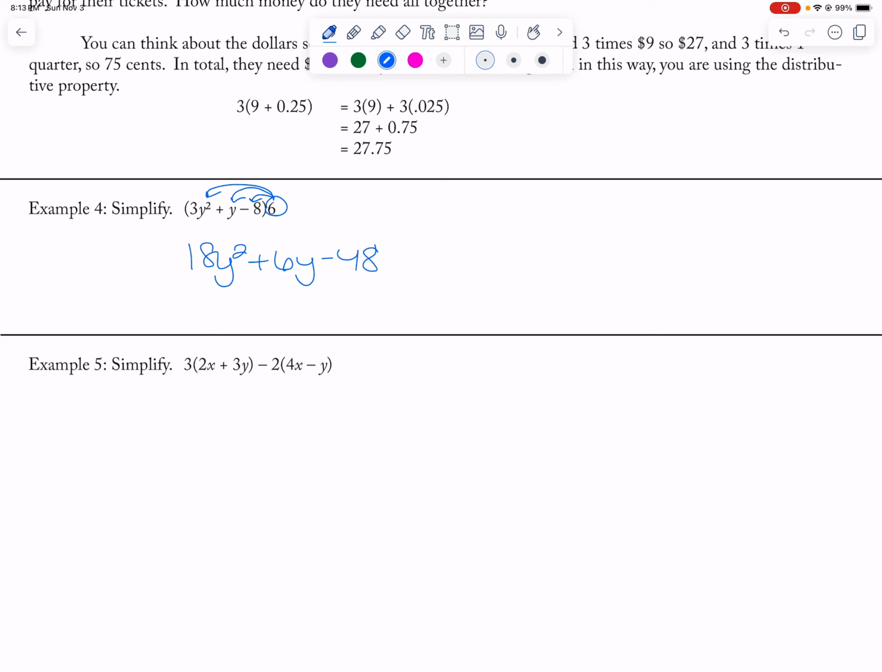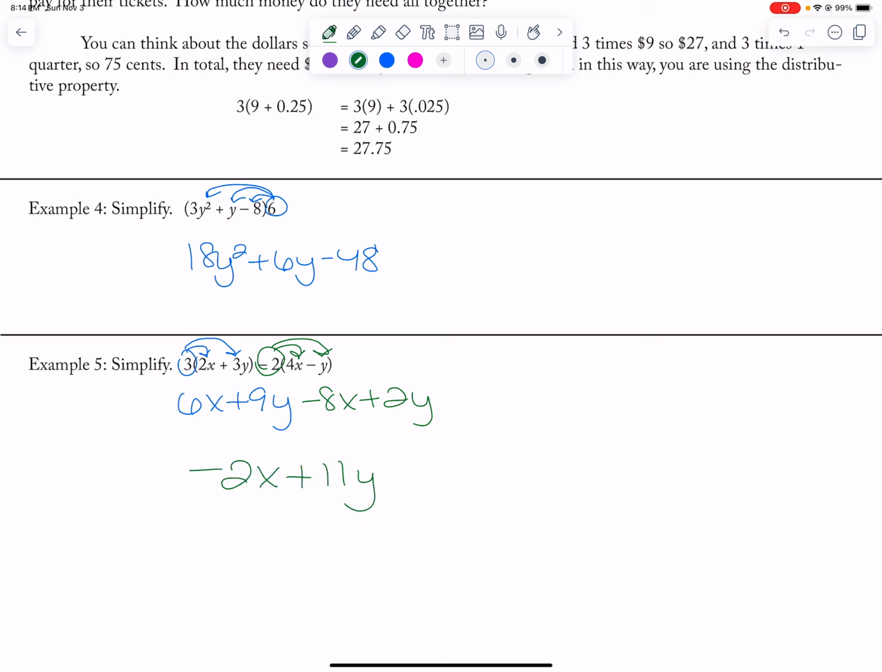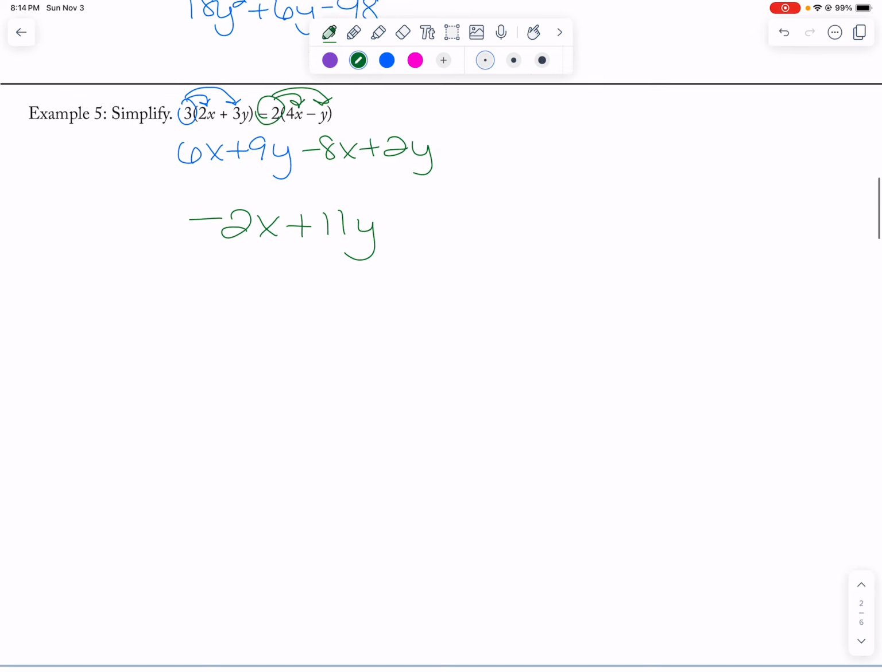Okay. And then here I'll distribute. So I get a 6x plus 9y. And then I get my distributing of negative 2, so negative 8x plus 2y. And then what ends up happening is that I combine my like terms, so I get a negative 2x plus 11y. And so I have to combine like terms after I've already done my distribution.